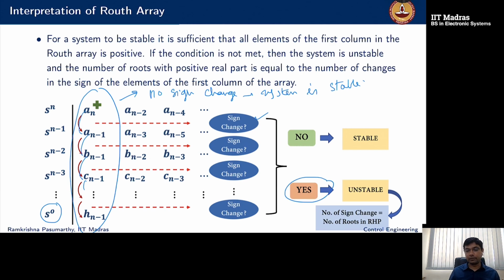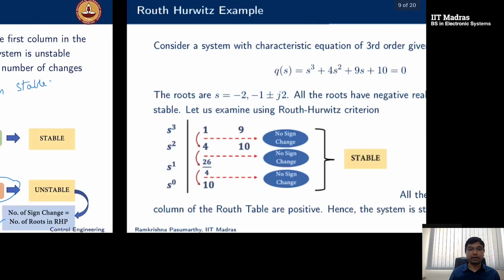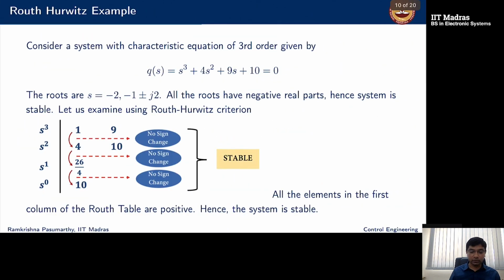How is it unstable? Because each sign change corresponds to a root in the right half plane. So the number of sign changes is equal to the number of roots in the right half plane. Okay, now I just do a quick illustration. I have a third order system, s cubed, 4s squared, 9s and so on. I construct my Routh table.